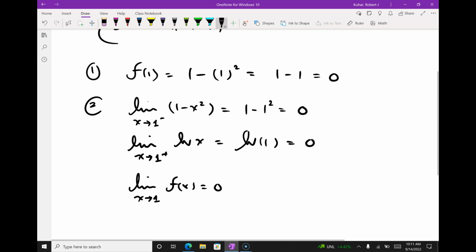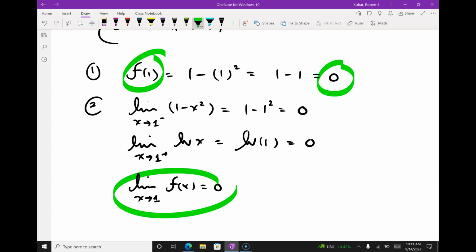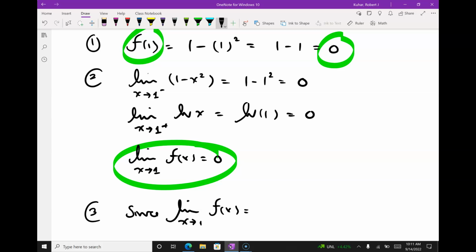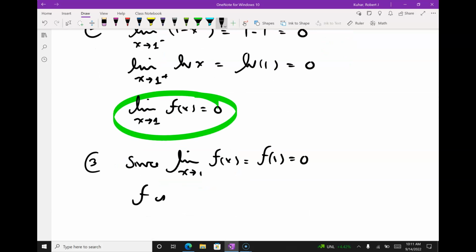I know f of 1 is 0. I know this and this match, right? So since the limit as x goes to 1 of f of x equals f of 1, which is 0, f is continuous.